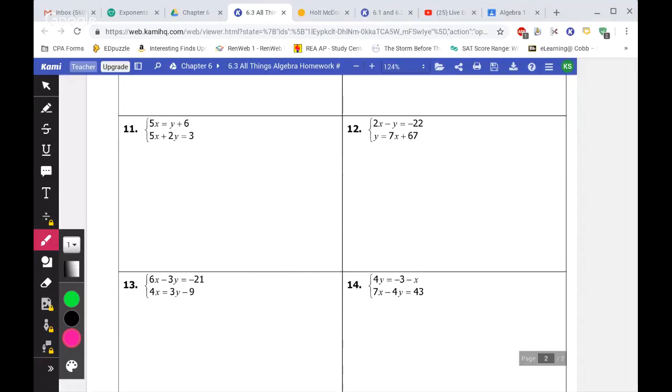Now, when the equation isn't in standard form, like number 12, you want to change them into standard form, because you want your terms to line up. The first one is in standard form, but the second one is not, so I'm going to change that one into standard form. This is my side work here. I'm going to subtract 7x from both sides. So now I have -7x plus y equals 67.